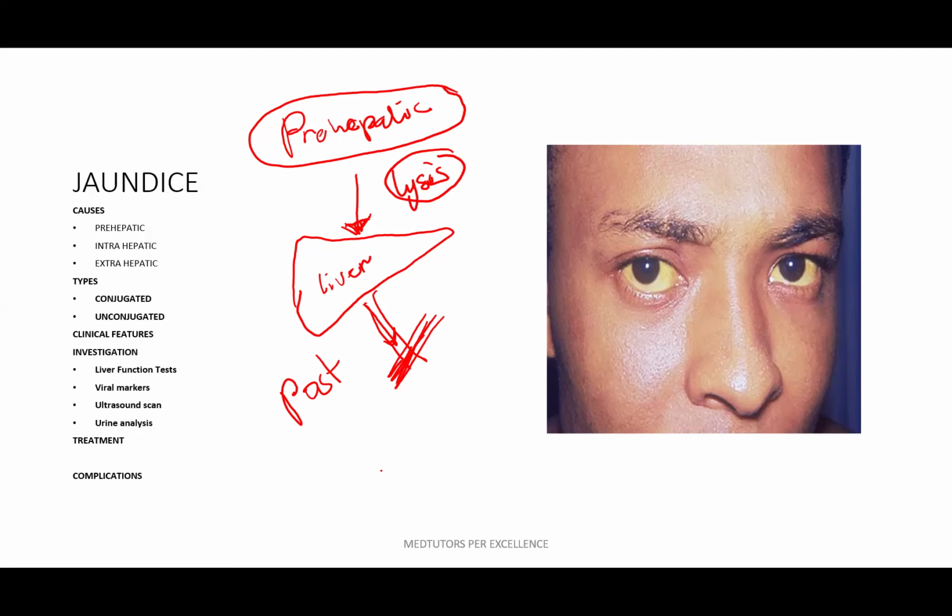Conjugated bilirubin are the bilirubin that are being combined with glucuronic acid in the liver. That is catalyzed by uridyl diphosphate glucuronyl transferase. That is the enzyme that catalyzes the reaction, and the essence of that is to make the bilirubin soluble. So conjugated bilirubin are soluble bilirubin. Unconjugated are insoluble ones.